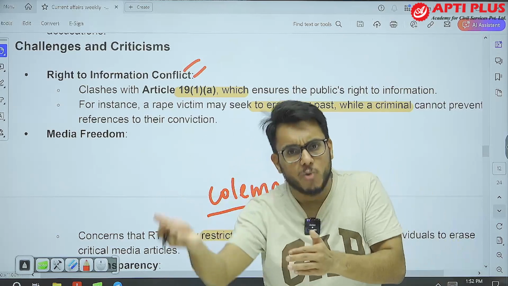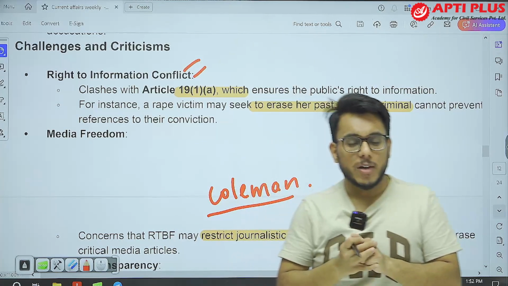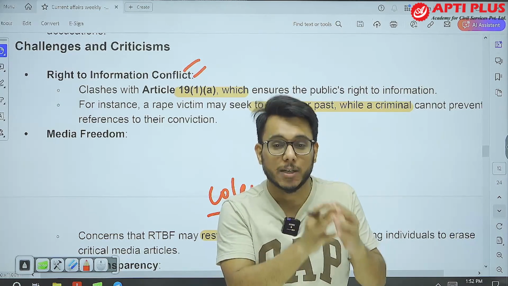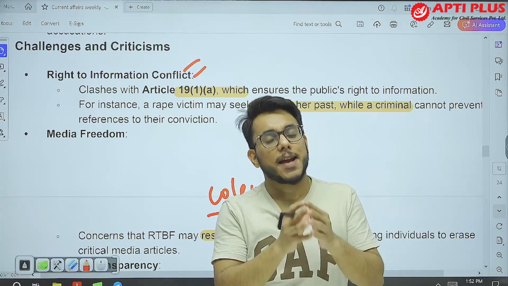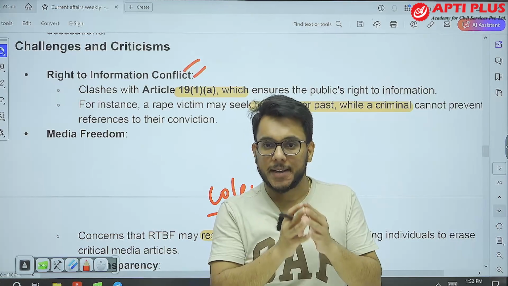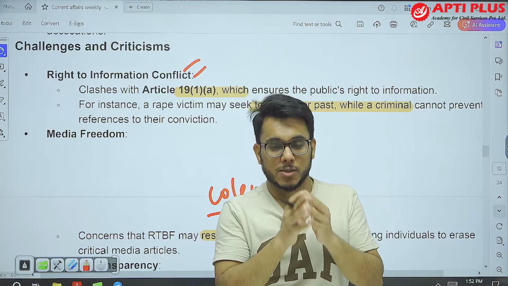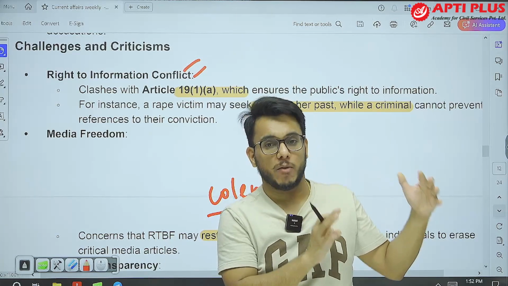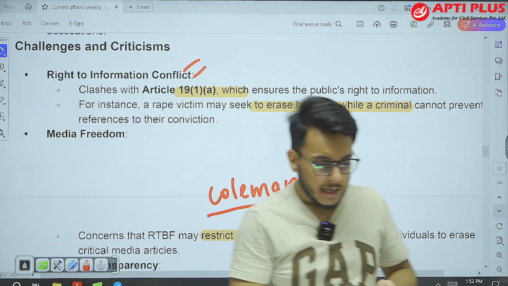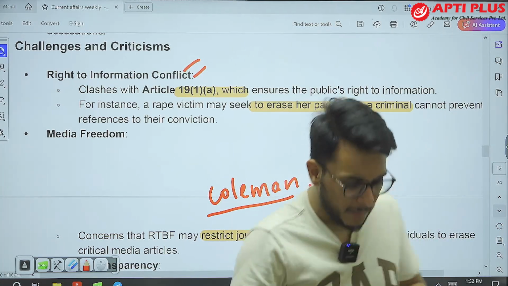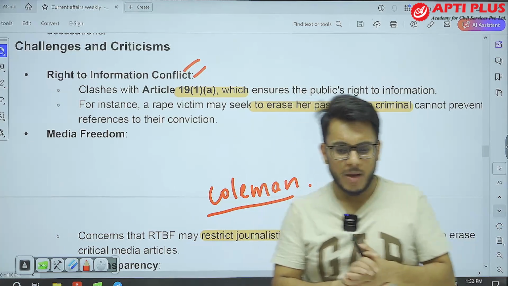But again, one more counter argument comes here. The counter argument is that information could be sought from a public authority. We have the RTI Act 2005. Now, under the RTI Act, from where can you ask for information as a right? From public authorities. Section 2(h) of the RTI Act provides for public authority. So anyhow, if information about private players or private people is not being given, then that will not be a very big challenge.